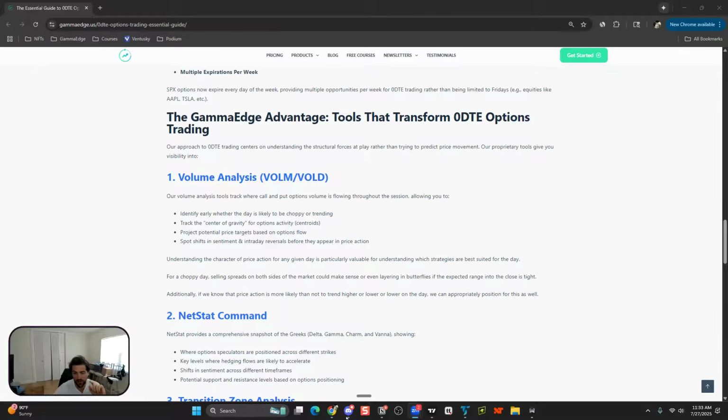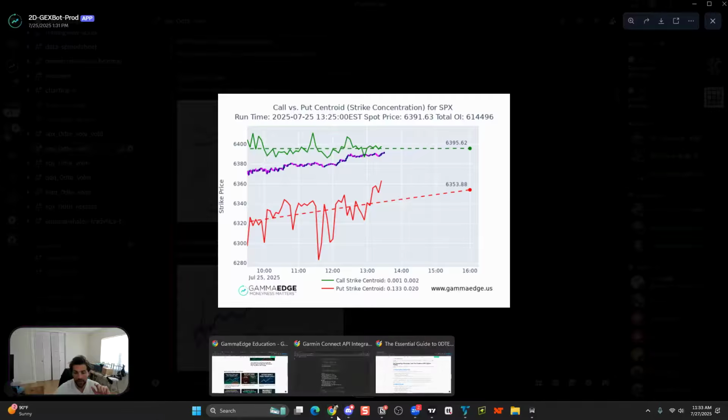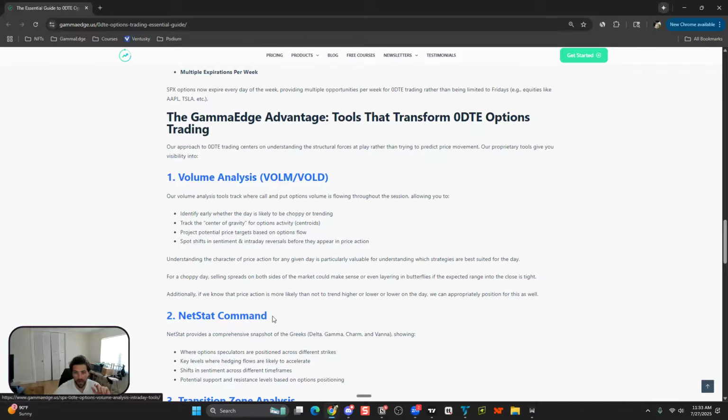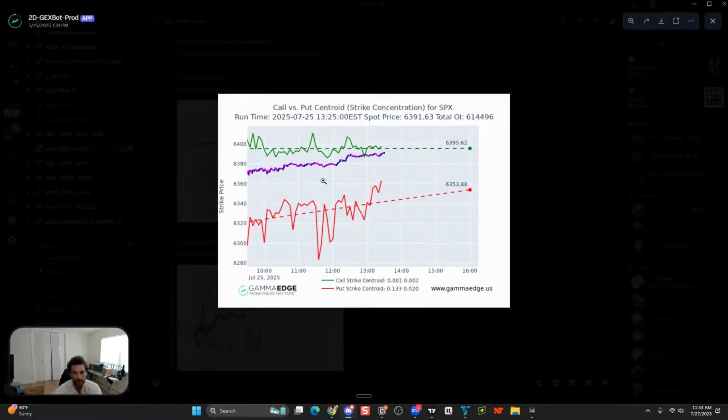And so getting into the specific example of that, keep in mind, everything in this article is hyperlinked. So we have dedicated articles to these various tools. Obviously I'm not going to cover all of that here. That's why we have these deep dives that you can go learn more about. But just hitting on that real quick, this is what one of the volume command charts looks like. This is from July 25th, 2025, at 1:25. We have call volume at the top here, put volume down here.